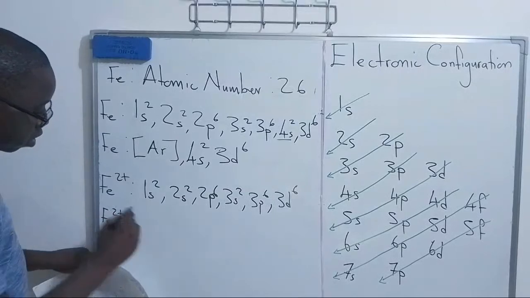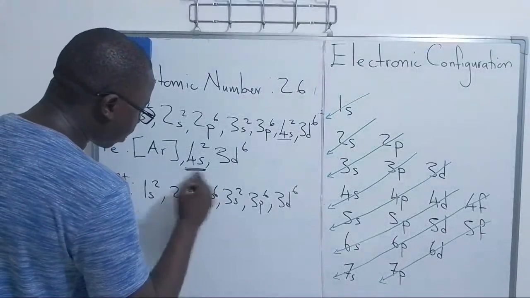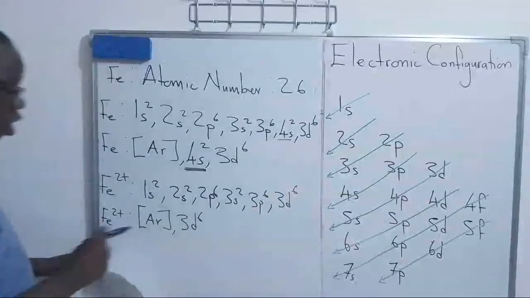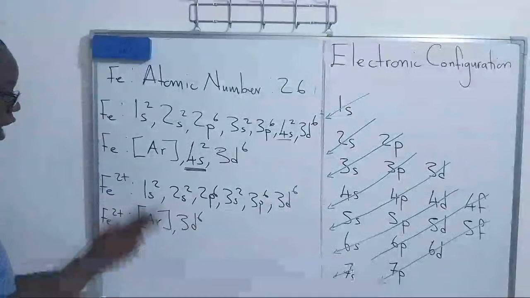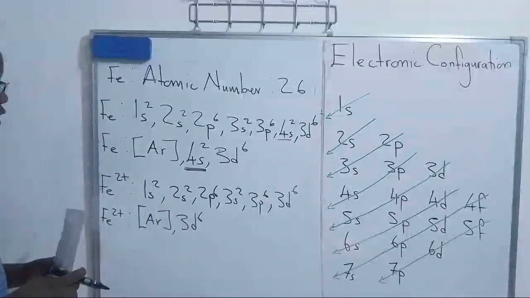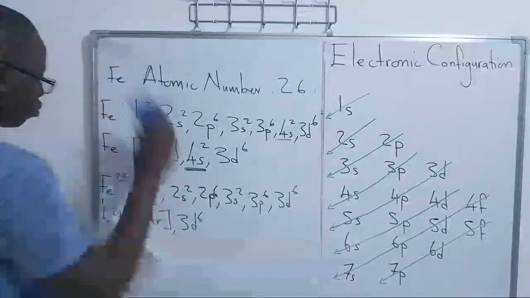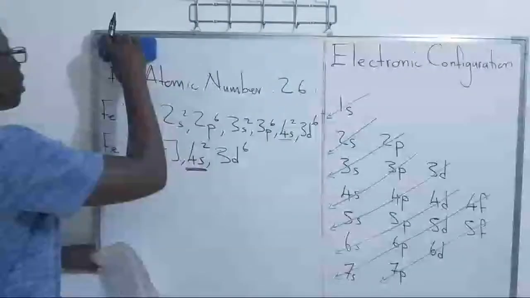So this is the electronic configuration of iron 2+. Now what will be the electronic configuration of iron 2+ in terms of compressed? The compressed electronic configuration, we are simply saying it's only these 2 electrons that have been lost. So you can say it is argon and 3d6. So this is the electronic configuration of iron 2+ in terms of a compressed electronic configuration. So this is how we write the electronic configuration of iron 2+. Let's look at iron 3+.